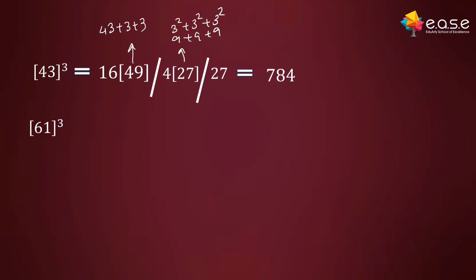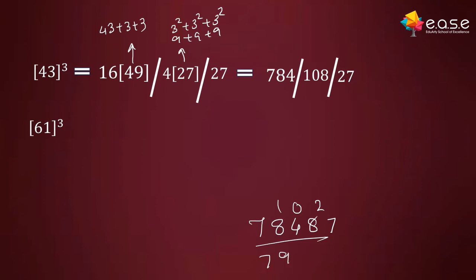All right, now if you have to write it further, this is going to be 16 into 49. This 16 into 49 will give you 784. 4 into 27, that will give you 108, and 27, the cube of 3, will remain as it is. Now arrange the numbers, you know how to arrange them, still I'll show this to you. This is 7, 8, 4, 1, 0, 8 and 2, 7. Answer will be 7, 9, 5, 0, 7. So just check, it's going to be 79507. That's your answer. Correct?